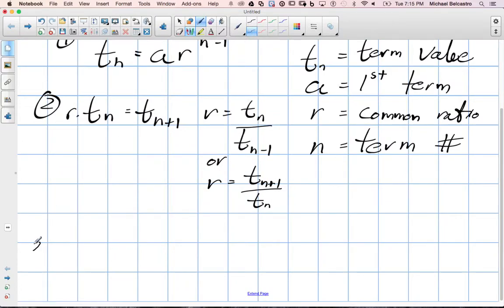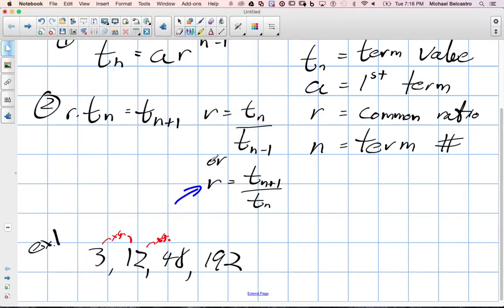So in our first example, they gave us some values: 3, 12, 48, and 192. You can probably look at this and deduce that it's growing, probably multiplication. I know my multiplication table relatively well, so this is times 4, and I test it out again, and it works out really nicely. But say I needed to find the common ratio. I can use this formula. We would call this your T1, which makes this T2, T3.